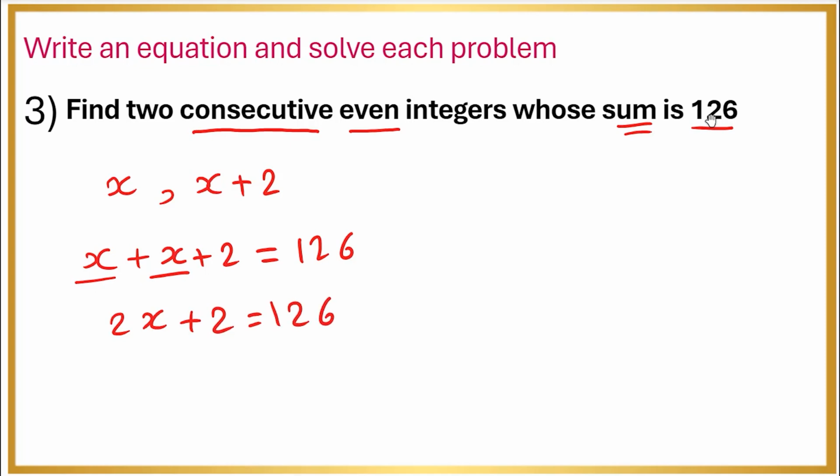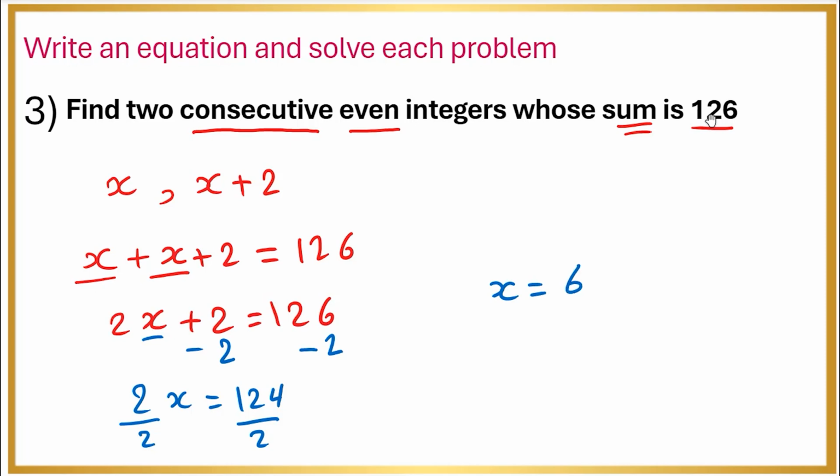Now we need to solve this question. Where's the variable here? x. Which numbers are around x? We have 2 here and 2 here. We start by canceling the first one. This plus 2, we do minus 2, minus 2. Then we have 2x equals 124. Now divide both by 2. Then x equals 124 divided by 2. 12 divided by 2 will be 6, and 4 divided by 2 will be 2. It will be 62.